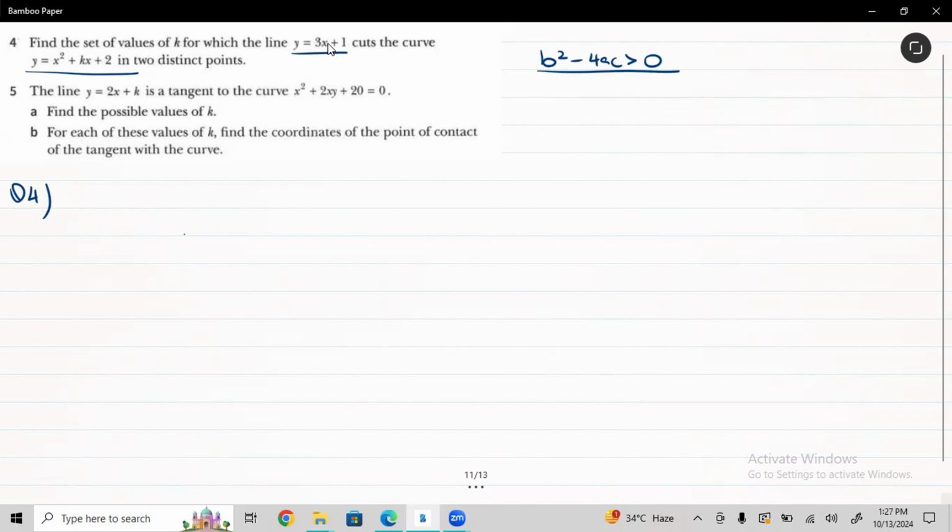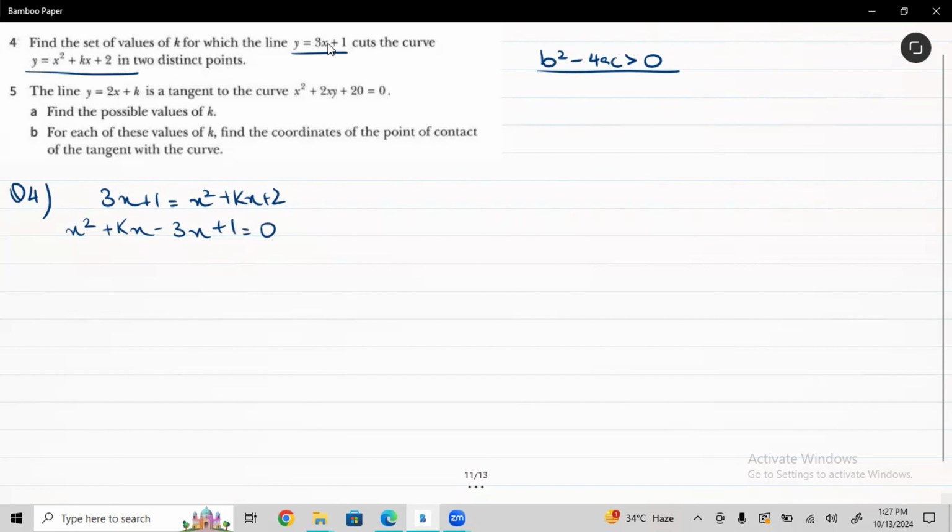So again, just substitute 3x plus 1 is equal to x squared plus kx plus 2, because at the intersection points, the coordinates would be the same for both the line and the curve. So 3x plus 1 is equal to x squared plus kx plus 2. Simplify this: x squared plus kx minus 3x is equal to 2 minus 1, which is positive 1, is equal to 0.